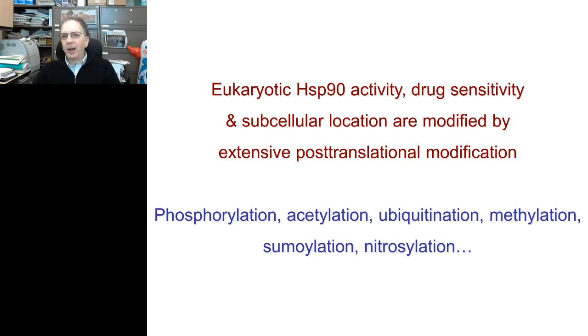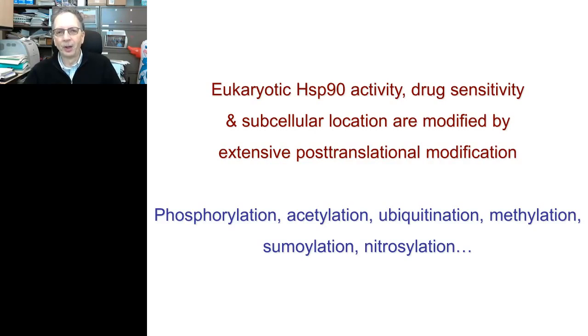So for the second half of the talk now, I want to focus on the regulation of HSP90 in normal cells, but also in cancer cells. And this regulation is by post-translational modifications to HSP90. And by this term, I mean phosphorylation, acetylation, ubiquitination, etc. All of the modifications shown on this slide have been identified on HSP90, and many of them have been shown to affect not only drug sensitivity, but also HSP90 activity itself, its location inside the cell, and I'm going to show you some examples of each of these.